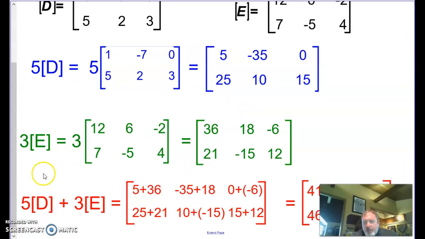The last one here, I just kind of combined these two. So we already have 5D. We did that work right there. And we did 3E, which is this work right here. And now we're just going to add them together.